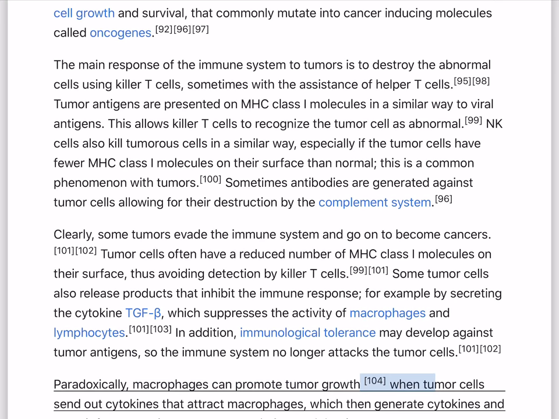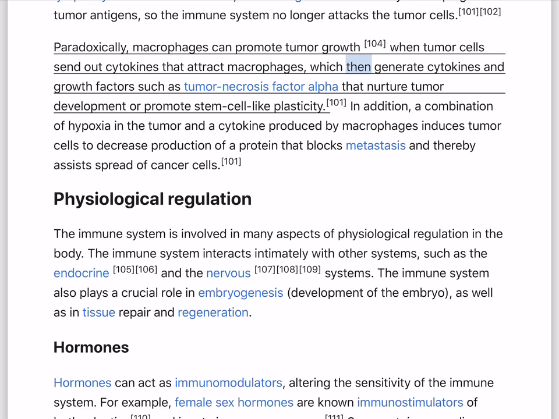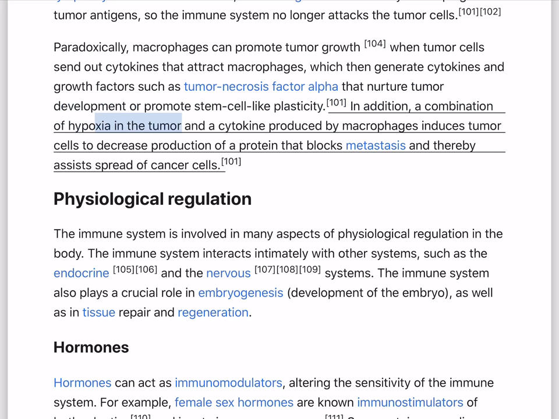When tumor cells send out cytokines that attract macrophages, which then generate cytokines and growth factors such as tumor necrosis factor alpha that nurture tumor development or promote stem cell-like plasticity. In addition, a combination of hypoxia in the tumor and a cytokine produced by macrophages induces tumor cells to decrease production of a protein that blocks metastasis and thereby assists spread of cancer cells.